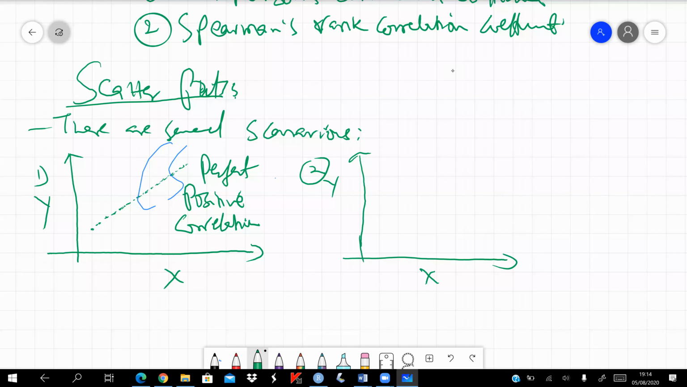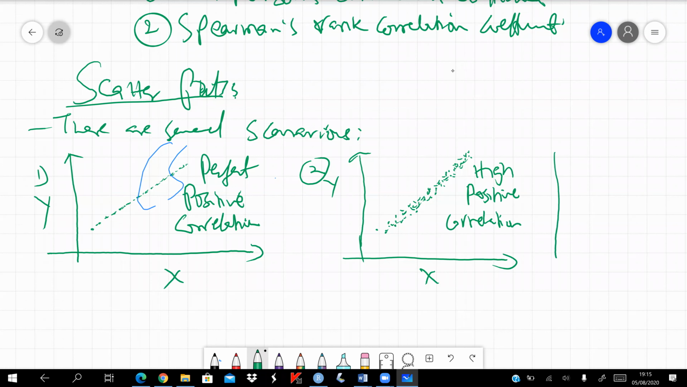So a more realistic case, you can plot the points. You find that they are not forming a straight line, but they are forming a narrow band, a very narrow band of points like that. So in this case, we say there is high positive correlation, positive because of the direction. There is high positive correlation.